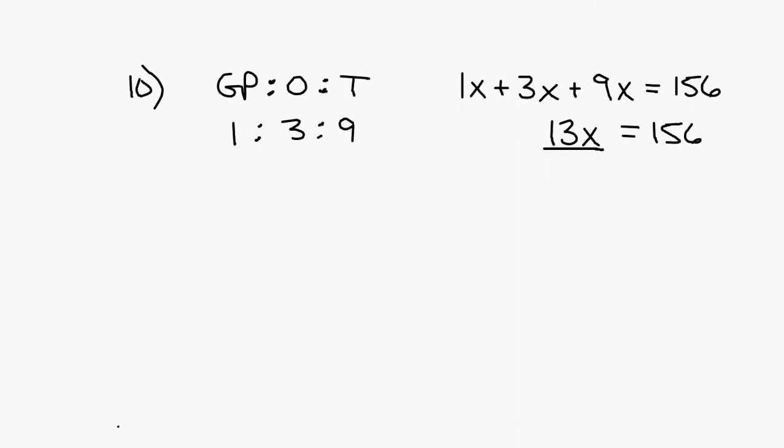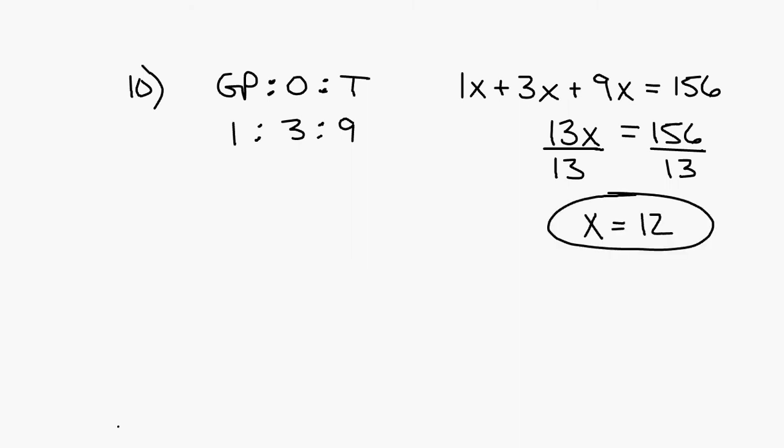Divide each side by 13. And x is equal to 12. And answer A might be 12. But that's not the question that they asked. They asked how many cups of onion. So if your multiplier is 12, but your onion is right here, 3 times 12 is equal to 36. So you need 36 cups of onions.